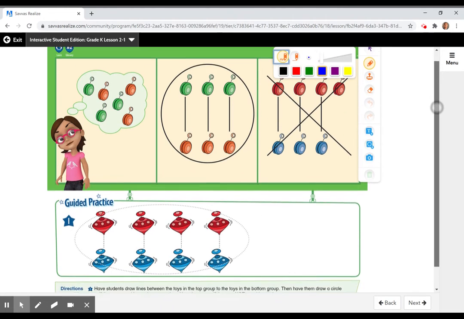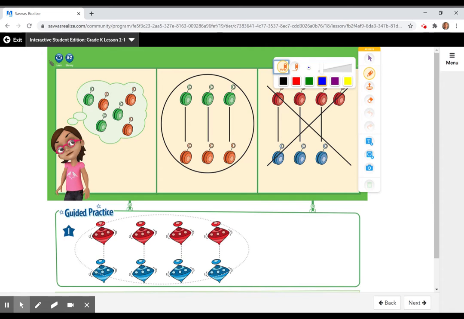So like I was saying before, if we look up in this green box with Martha, we see that she has a bunch of different yo-yos, right? She has some green yo-yos and some orange yo-yos. And do you notice how she lined them up? And then she drew a line from a green to an orange to make sure they lined up.